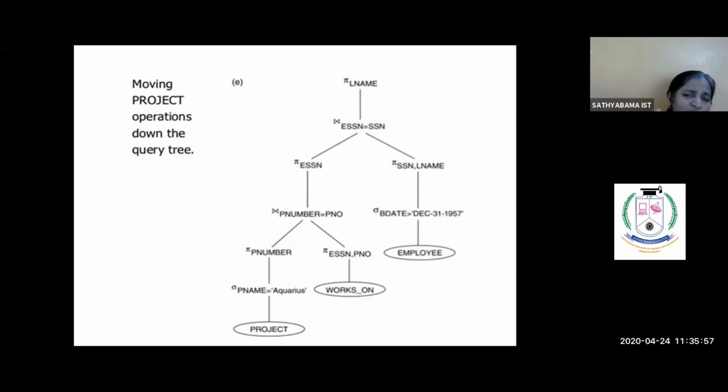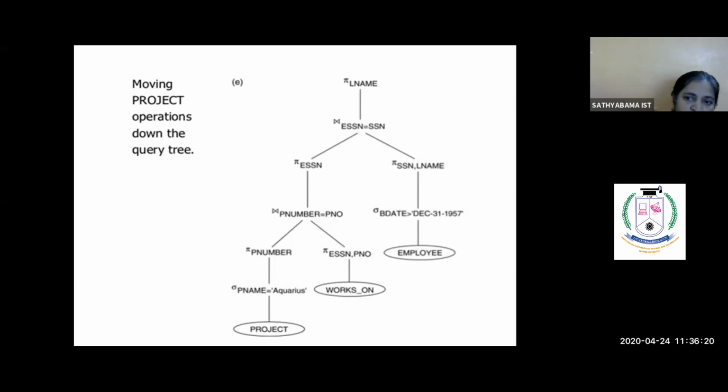So the ESSN number will be projected. Now here, in the rightmost corner, is the employee table. From the employee table, we select birth date greater than this particular date. The sigma operation, the select operation, will select all the rows which match this particular condition.